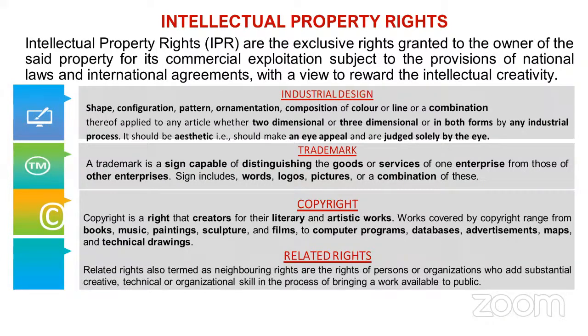There are several types of intellectual property. First, industrial designs consist of the shape, configuration, patterns, ornament, and composition of colors, lines, and combinations. Next is the trademark, meaning a sign capable of distinguishing the goods and services of one enterprise from other enterprises. It includes words, logos, pictures, and combinations of these.